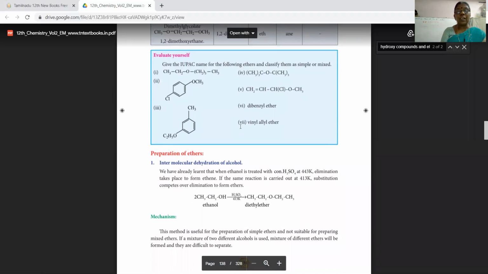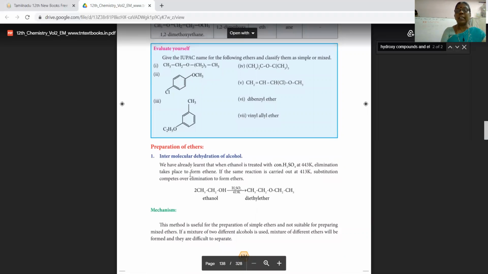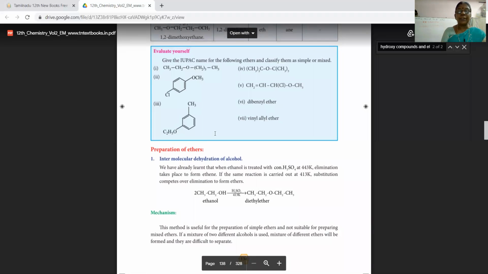Okay, now we are going to see the next. You have the preparation of ethers, and this preparation of ethers we will see in our Zoom class.